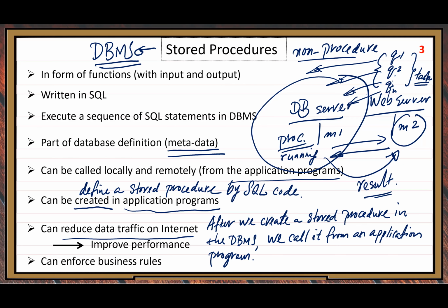Can enforce business rules. Another way to use procedures is to enforce business rules. Although you can use an application program to enforce business rules, this way is more convenient. If you have that kind of implementation, then many other application programs can call the same procedure to enforce the same set of rules. You do not need to rewrite the implementation in different application programs. You already have the implementation on the procedure side.